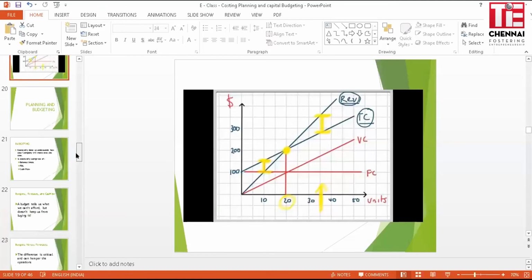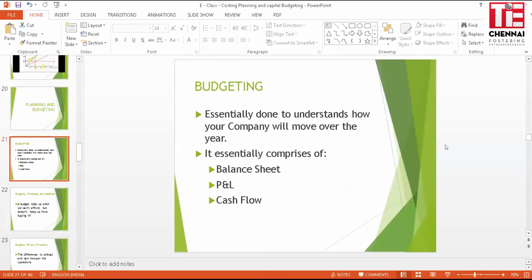Moving on, let me come to the third part of what I said I will tell you, which is budgeting. Budgeting is essentially done to understand how your company will move over the year. In the current circumstances, I think this is something very critical for all of you to undertake in the next week or so, and hopefully we'll all be out of it. But then you have to redo whatever you've done in the months of February and March, if you've done anything.